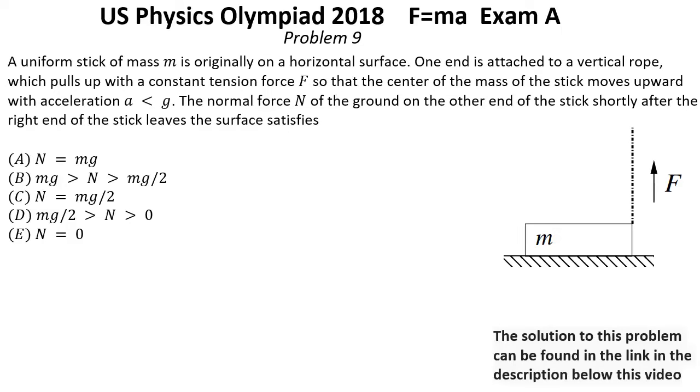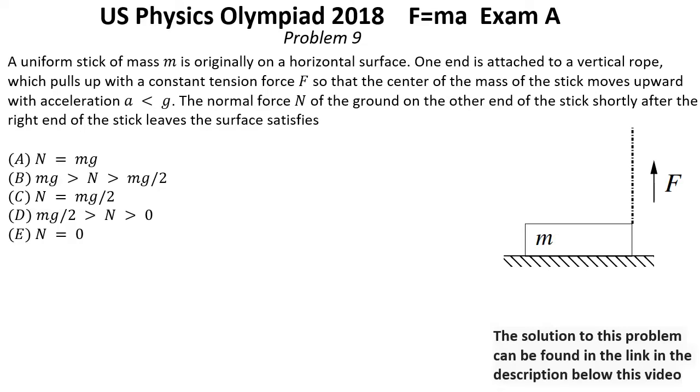Problem number 9. A uniform stick of mass m is originally on a horizontal surface. One end is attached to a vertical rope, which pulls up with a constant tension force F, so that the center of mass of the stick moves upward with acceleration a less than g. The normal force N of the ground on the other end of the stick shortly after the right end of the stick leaves the surface satisfies the next conditions.